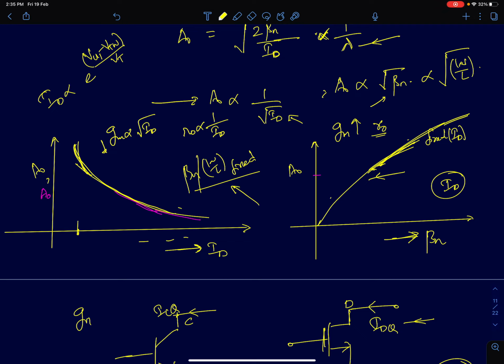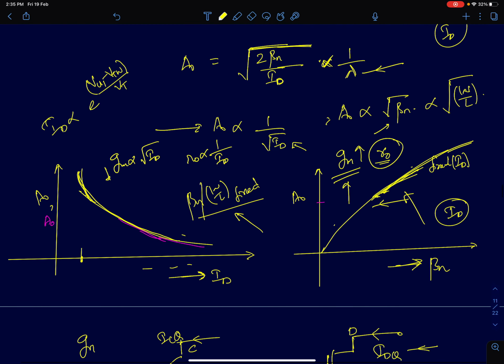Now in the second case, the drain current is fixed and channel length is also fixed, which means R0 is fixed. What we are doing here as you increase W by L is increasing the transconductance of the device. So this equation is telling us that as you increase your W by L, your transconductance just keeps increasing, so your intrinsic gain also keeps increasing.